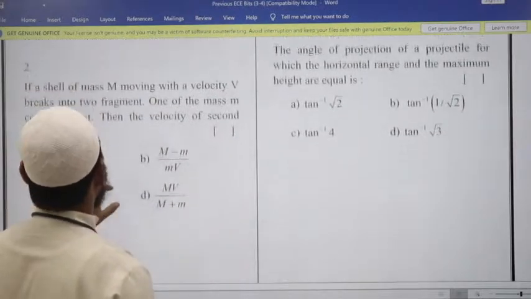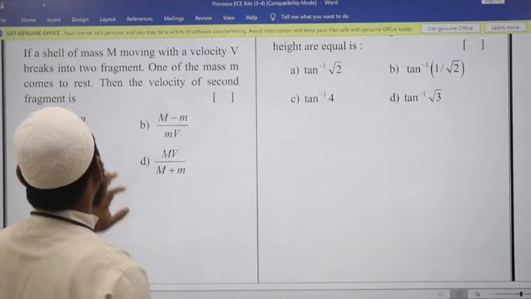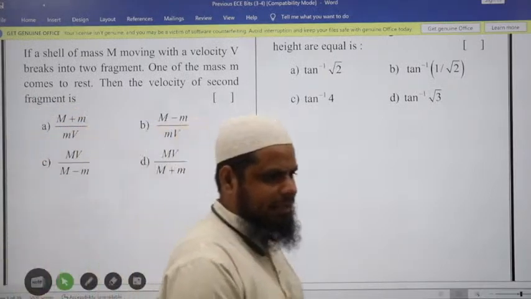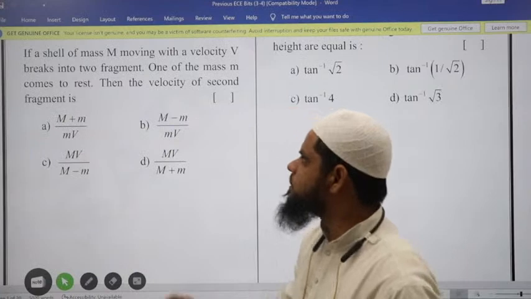Second problem. The second problem you can directly answer. I need not explain because it is the same thing.